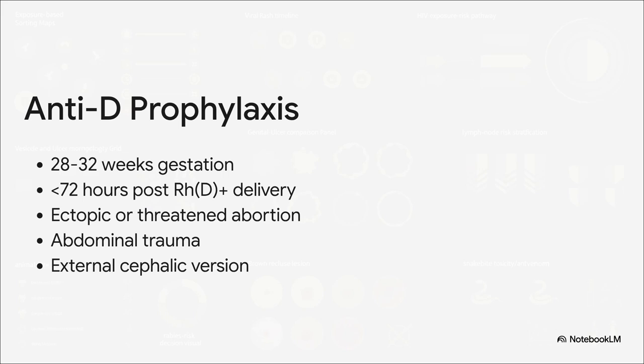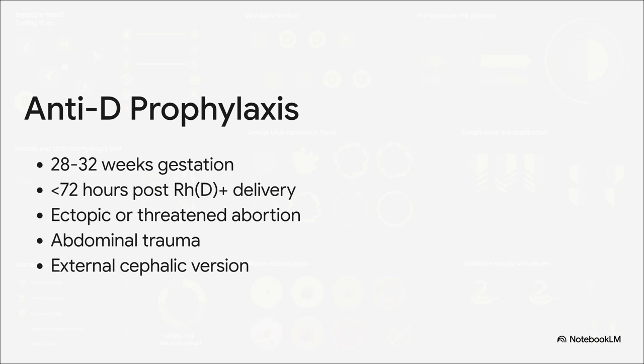For Rh-negative patients carrying an Rh-positive or unknown blood type fetus, prophylactic anti-D immune globulin is a must. It prevents the maternal immune system from developing permanent antibodies. You give this routinely at 28 to 32 weeks gestation, and again within 72 hours postpartum if the infant is confirmed Rh positive. But you also have to administer it following any event that risks fetal-maternal hemorrhage. We're talking ectopic pregnancies, threatened abortions, abdominal trauma, or an external cephalic version.